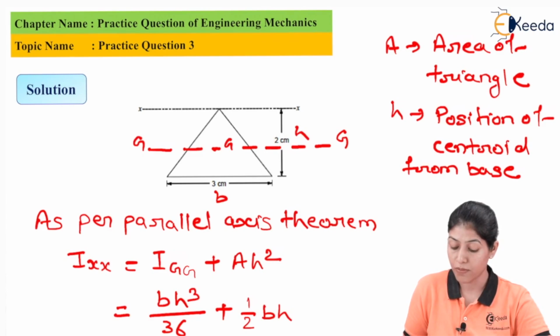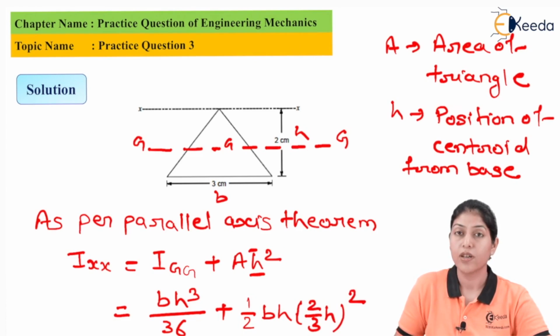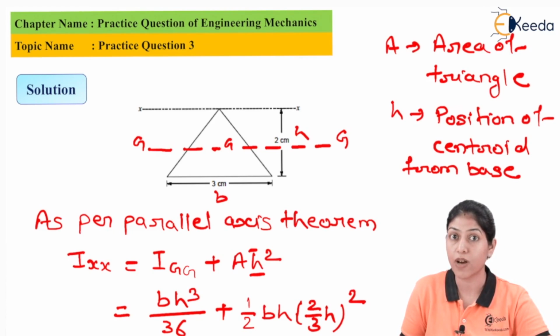So it will be 1 by 2 B into H, and this h particular value we can write here as h bar also. This h bar is represented by 2 by 3 of H. So it will be 2 by 3 of H square, which is representing the position of centroid for this triangle from the base. So this equation is representing the parallel axis theorem to determine the value of moment of inertia about any axis which is parallel to the axis which is passing through centroid. By this way we can determine the value of Ixx.